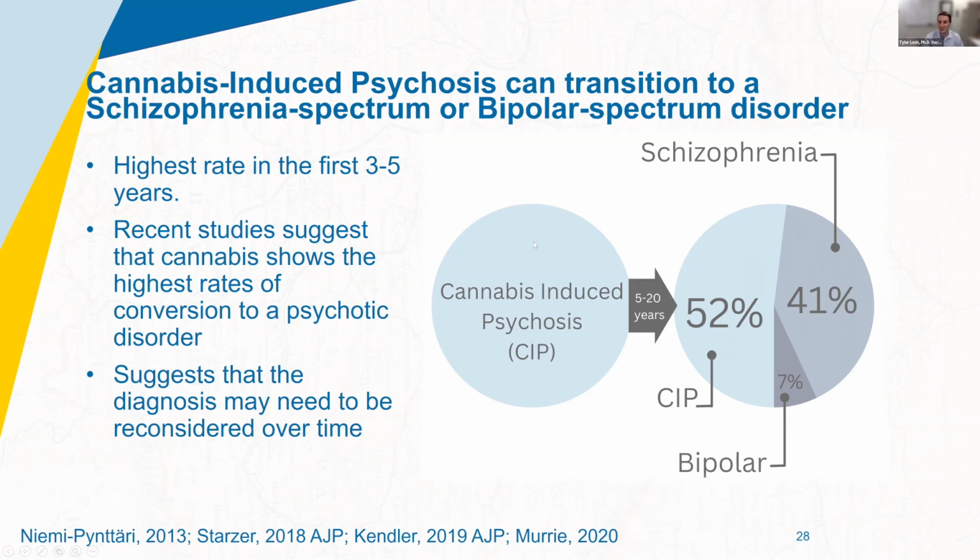There is a decent chance that the presentation may persist and may look more like a primary psychotic disorder that's exacerbated by cannabis. And in this case, we see half the cases transitioning into primary psychosis or mood with psychosis within the first 3 to 5 years. You didn't need to wait 20 years for this to happen. It was happening relatively rapidly.